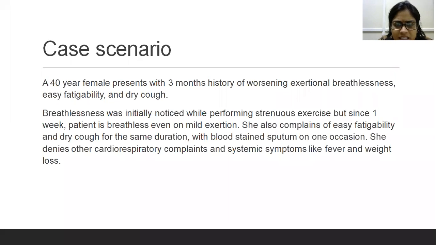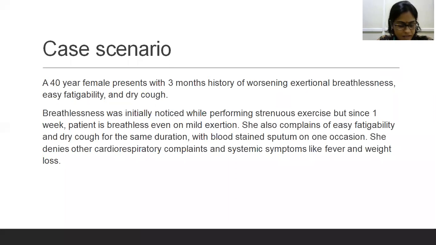Breathlessness was initially noticed while performing strenuous exercise, but since 1 week, the patient is breathless even on mild exertion. So the breathlessness has progressed from class 1 to class 3. She also complains of easy fatigability and dry cough for the same duration with blood-stained sputum on 1 occasion. She denies other cardiorespiratory complaints.